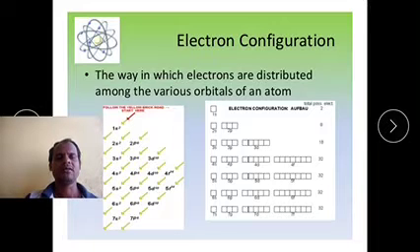The way in which the electrons are distributed among the various orbitals of an atom. Simply we can define it as the process of distribution of electrons into the various orbitals of an atom is called electron configuration.